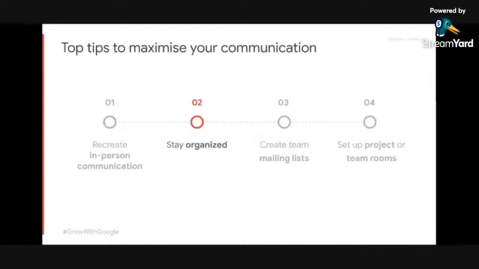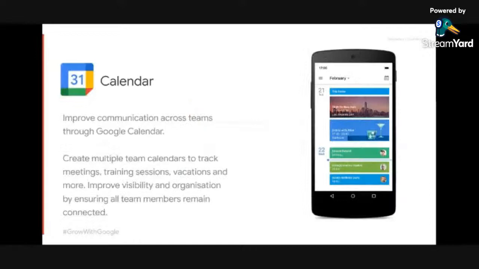Tip number 2, stay organized. You can stay organized with Google Calendar. Improve communication across teams through Google Calendar. Create multiple team calendars to track meetings and training sessions, vacations, and more. You can improve visibility and organization by ensuring all team members remain connected.